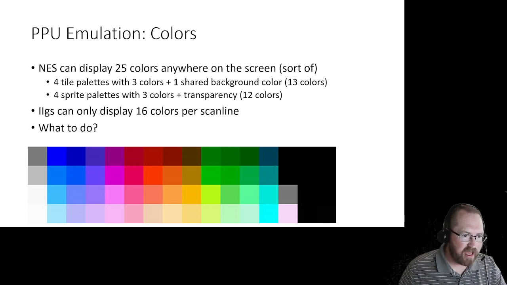It has 8 palettes of 4 colors each. The first color is reserved as a transparent color. So you end up with a total of 13 colors for the background tiles, and then another 12 colors that the sprites can be. So you get a total of 25 colors. But on the 2GS, we can only display 16. So what are we going to do?